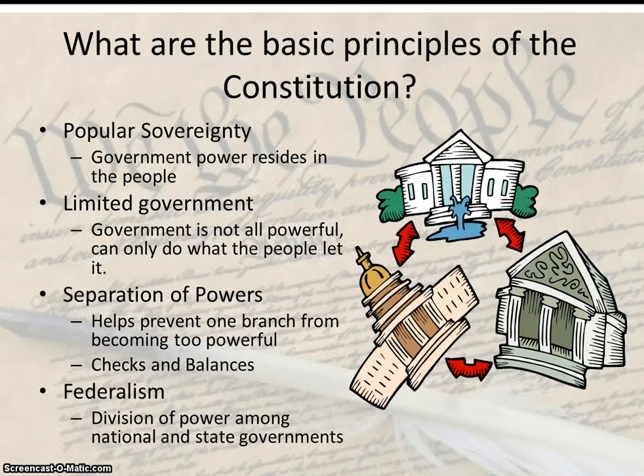Following that, we have separation of powers. This helps to prevent one branch from becoming too powerful. This is where you have separation of what each branch is responsible for. So the legislative branch making the laws, the executive branch enforcing the laws, and the judicial branch interpreting the law. This also has a lot to do with your checks and balances as well. Federalism is your division of power among your national government and your state government. So what the federal government can do, what the state governments can do, and the powers that they share.